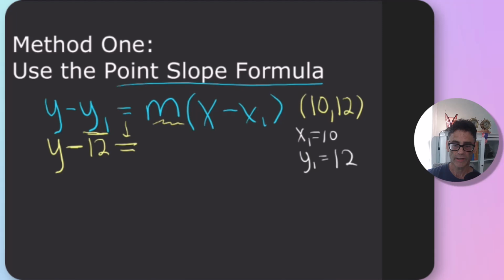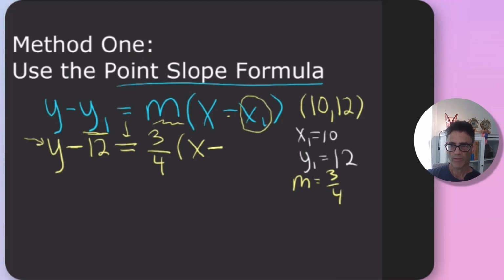I have an automatic equal sign. Now it's time to put in the slope, which again was 3/4, so I'll put that there. You have to have a parentheses. Again, like the letter y, I just put in the letter x. I have a minus, and now it's time to put in the x1 coordinate, which was 10. So right now I've got y minus 12 equals 3/4 times parentheses x minus 10. Now, that right there is actually a type of form of equation.